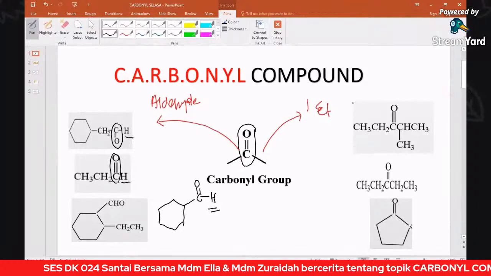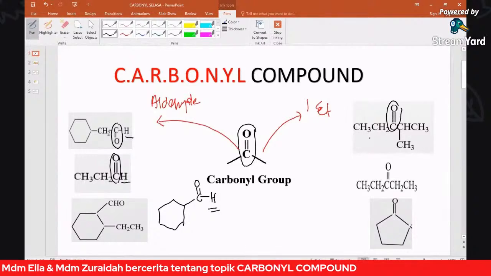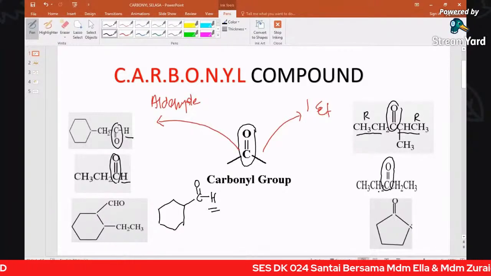What is the difference between aldehyde and ketone? In ketone we have C double bond O, R and R. This is R, that is carbon. This is also the same, C double bond O, R, R.